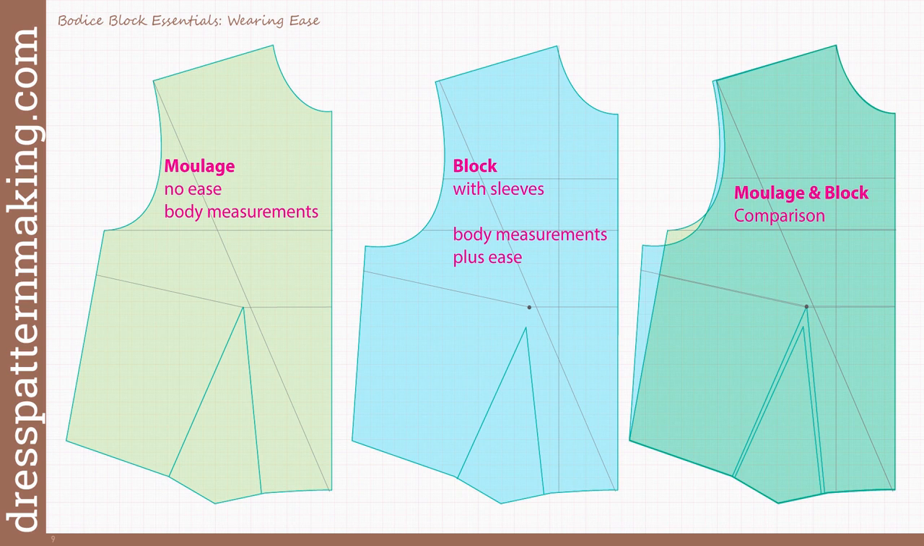You could also choose to make a sleeveless block from the bodice block to save you making those same adjustments each time you make a sleeveless garment. Now on the right, the moulage and block are superimposed so you can see the extra wearing ease. Though it may look like the waist is the same, the dart is smaller in the block, so there is ease in the waist. There is more ease around the bust and armhole because that's where it's needed for movement.